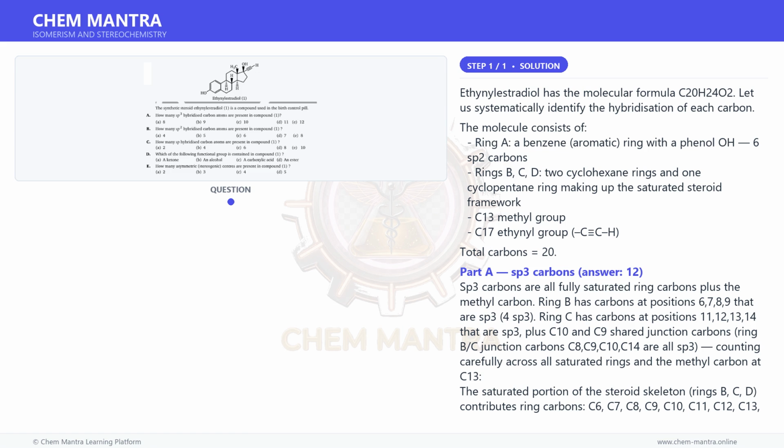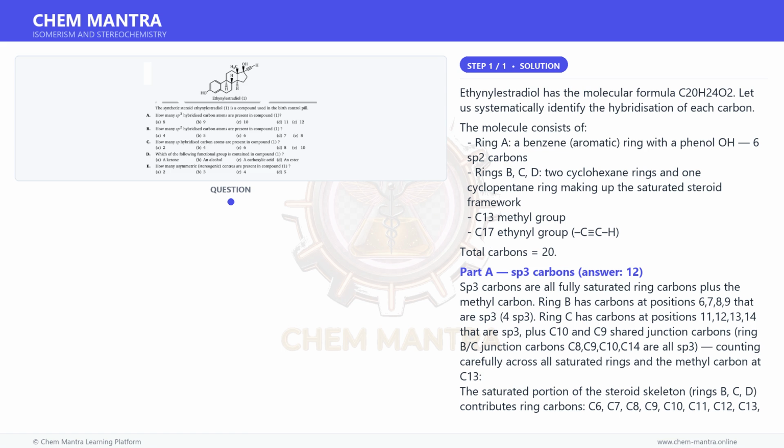All of these are sp3 except C13, which bears 4 single bonds, yes sp3, and C17, which bears OH and alkenyl, still sp3. The angular methyl, C18, is also sp3. So saturated ring carbons, 12, plus methyl carbon C18, 1, is equal to 13, but wait, C17 is in ring D and sp3, so it's already counted.